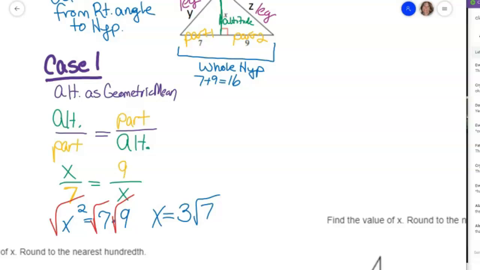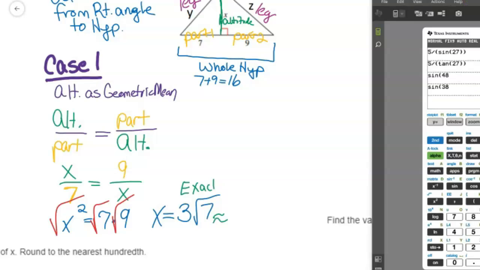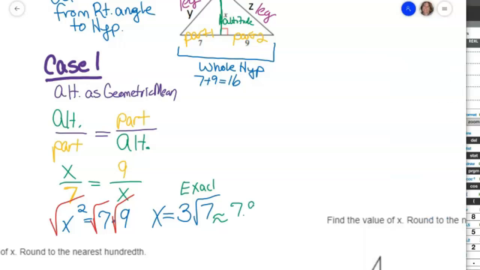So if it asks you for the exact answer, that's what it's looking for. Otherwise, all you have to do is type it into the calculator, which would have been the square root of 63. You get 7.94.